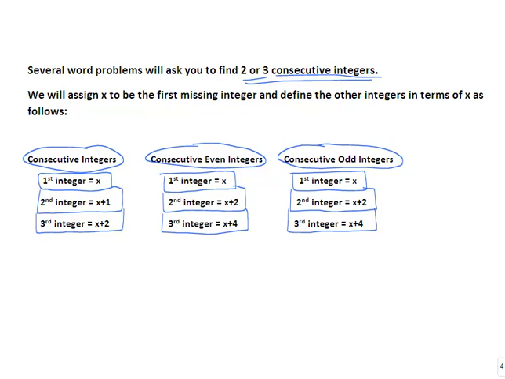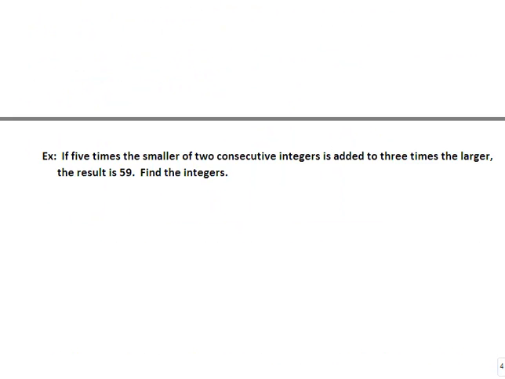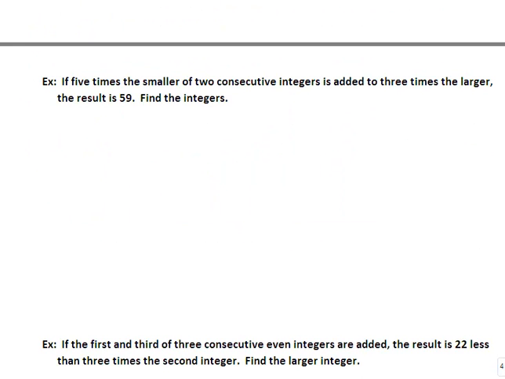So let me show you an example. In this example it says, if 5 times the smaller of 2 consecutive integers is added to 3 times the larger, the result is 59. Find the integers. So the first thing you want to do when you read a problem like this is underline and identify what you're looking for.